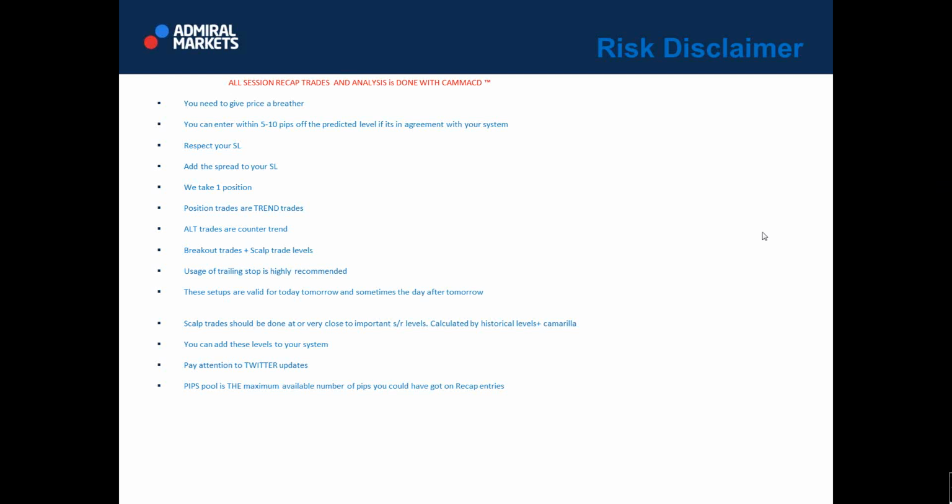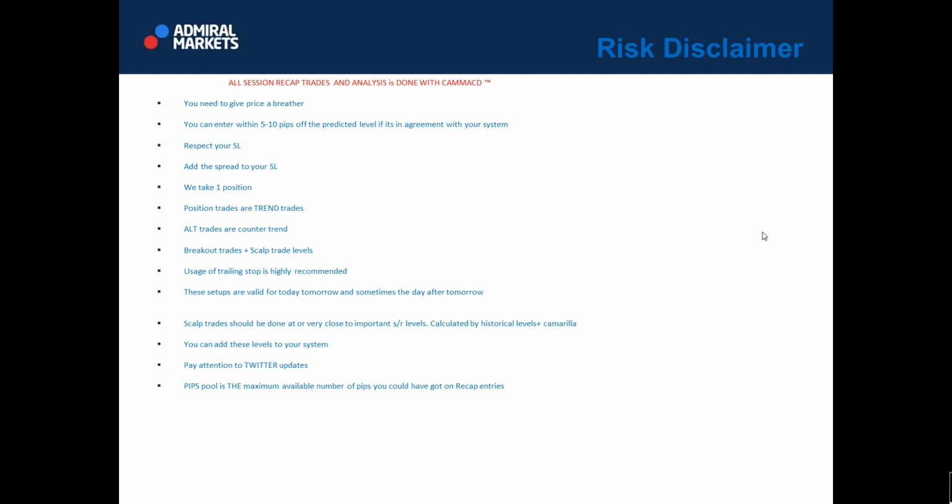Usage of trailing stop is highly recommended. Market is pretty volatile, so I recommend usage of trailing stop. These setups are valid for today, tomorrow, and sometimes the day after tomorrow. Scalp trades should be done at or very close to important support and resistance levels, okay?